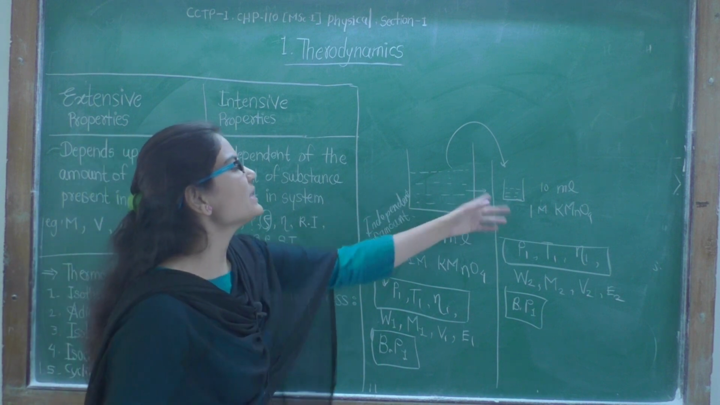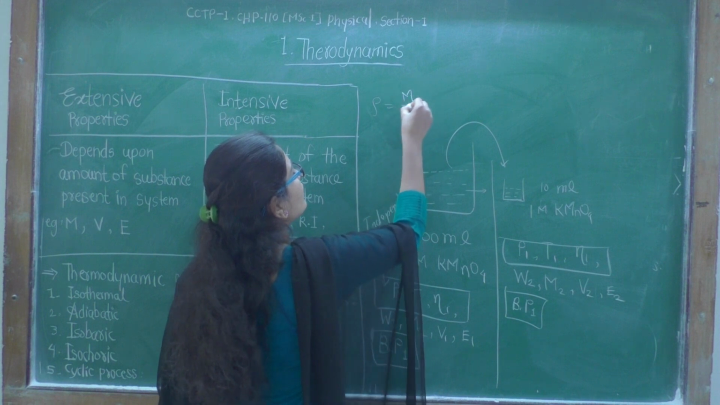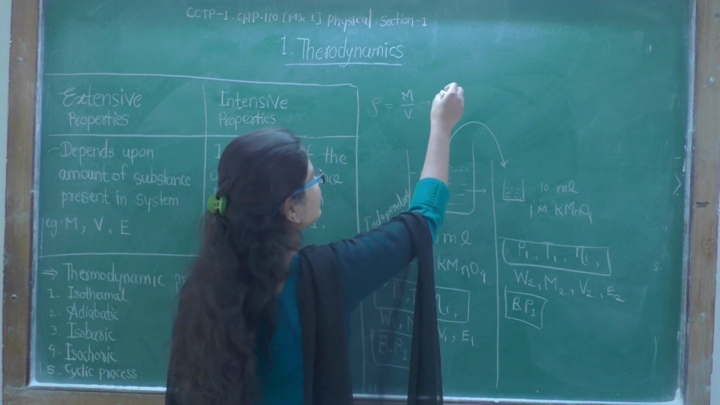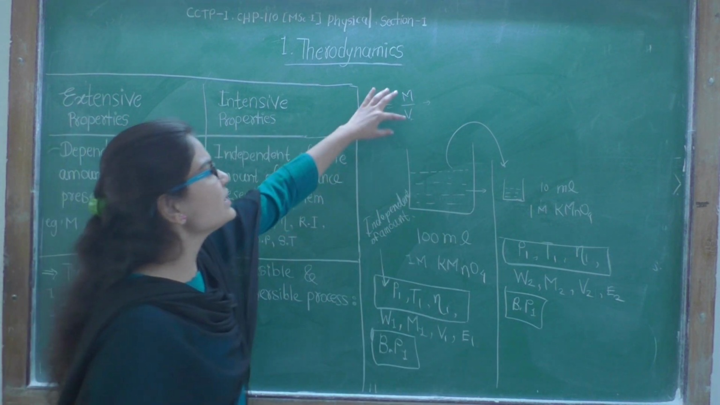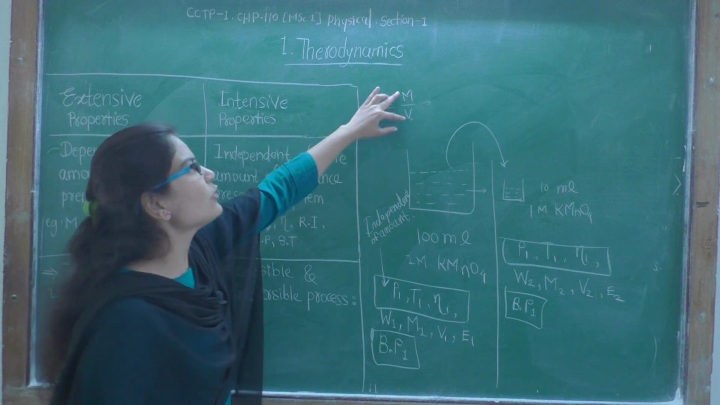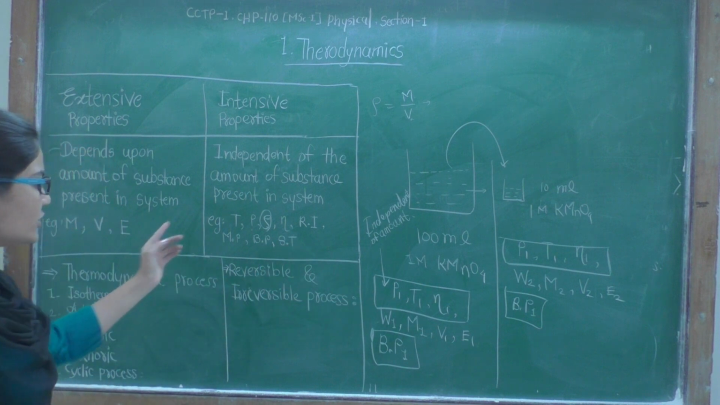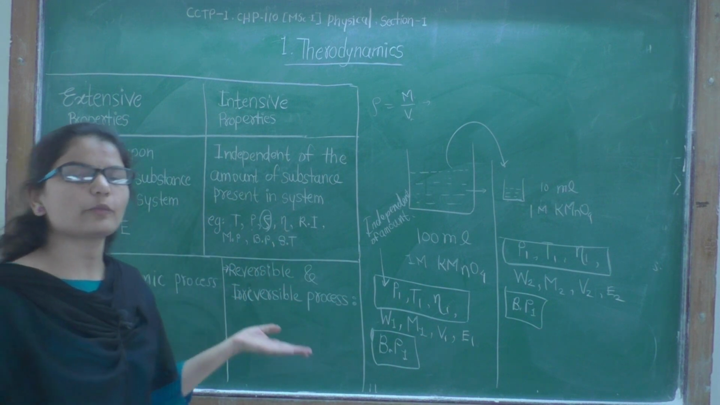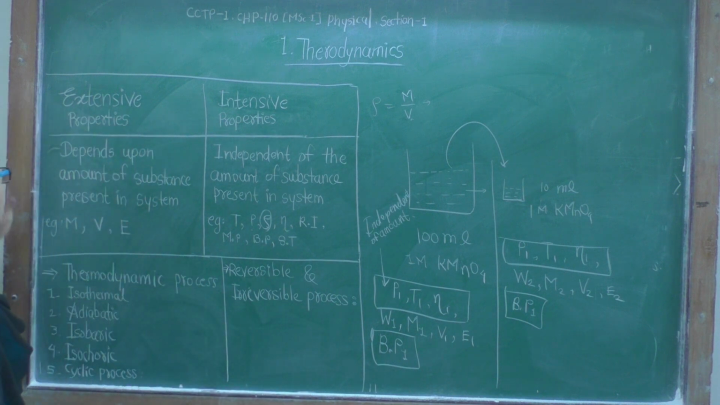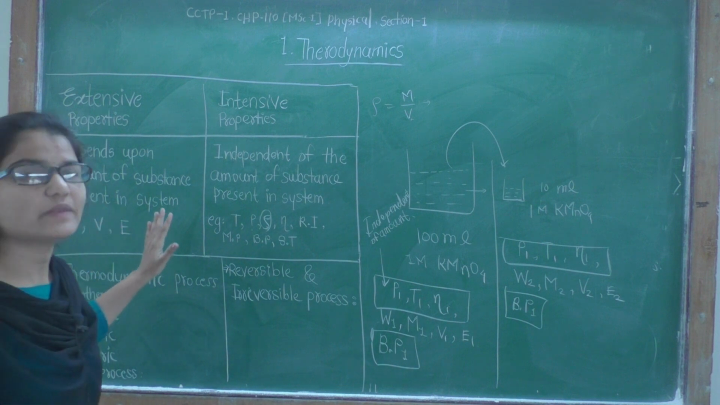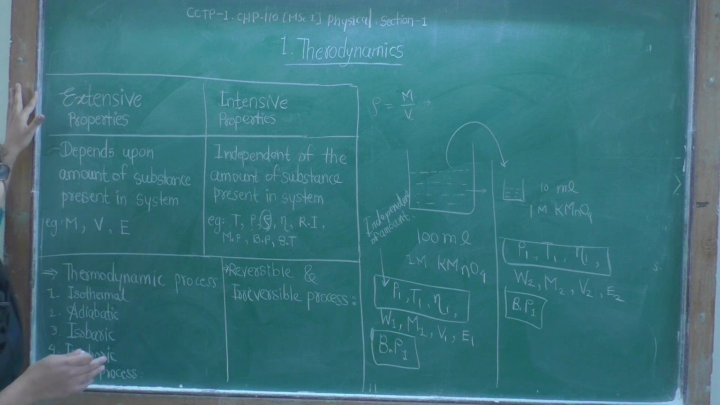Density will also remain the same, mass upon volume. It is the ratio of two extensive properties. Mass is changing, volume is also changing, hence both are extensive properties, and the ratio of these two extensive properties is density, which is an intensive property. So surface tension, boiling point, melting point will not change with change in the amount of substance, while in the case of mass, weight, volume, energy, they will change with change in the amount, hence these are called extensive properties.